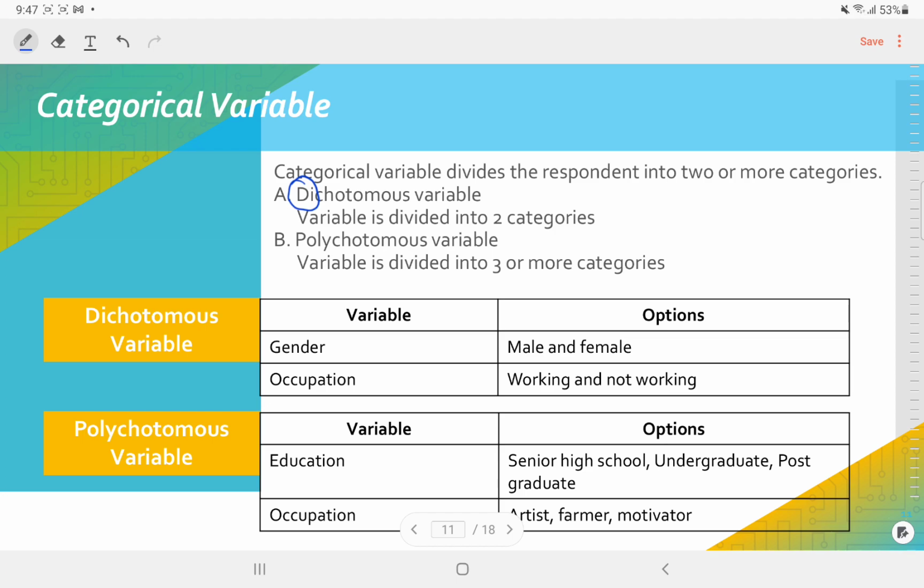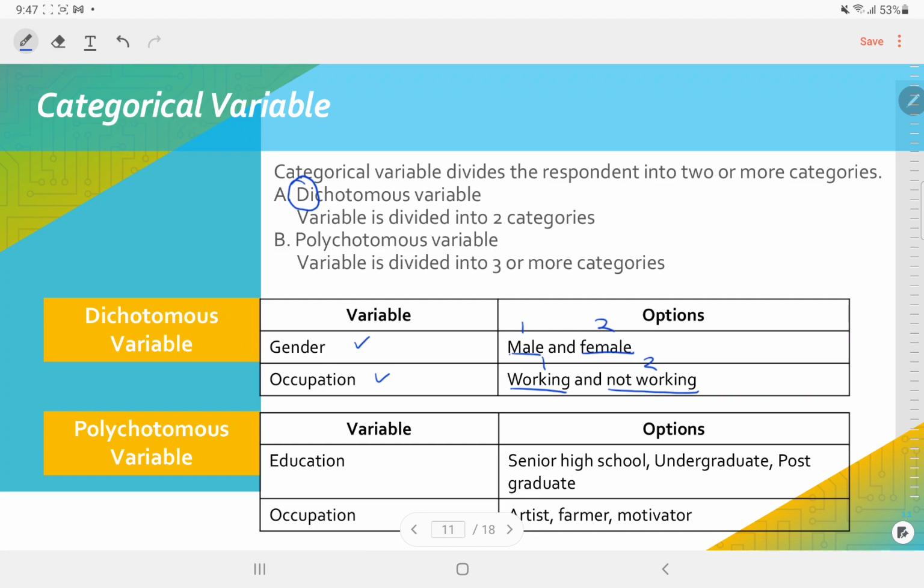For example, gender. There are 2 categories or options, male and female. And occupations, we can have 2 options in our questionnaires, working and not working.